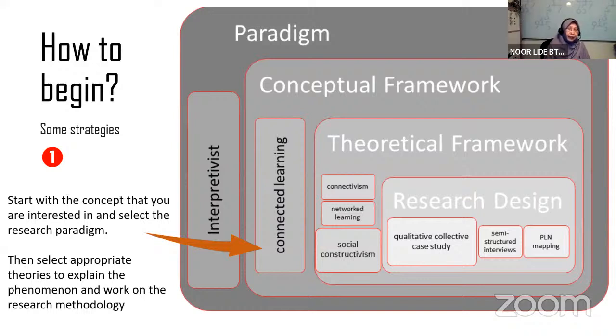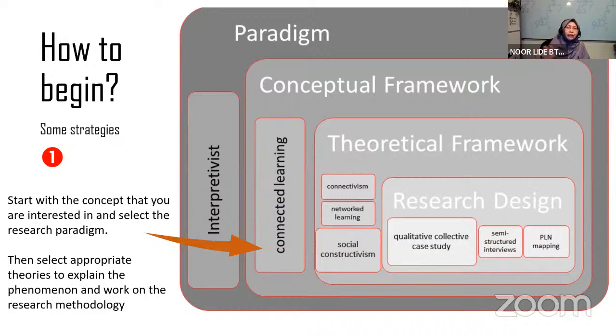And the theories that are related to connected learning, one is connectivism. So it's a type of learning theory. After they talk about social constructivism, they came up with connectivism. They talk about networked learning. So here technology comes in. And then social constructivism, meaning that you construct knowledge in a social context, by interacting with other people. So this is the theoretical framework.